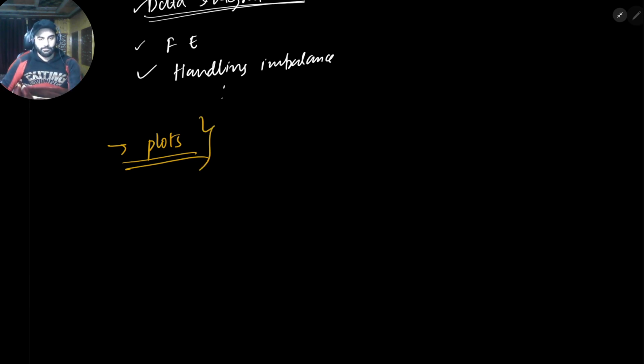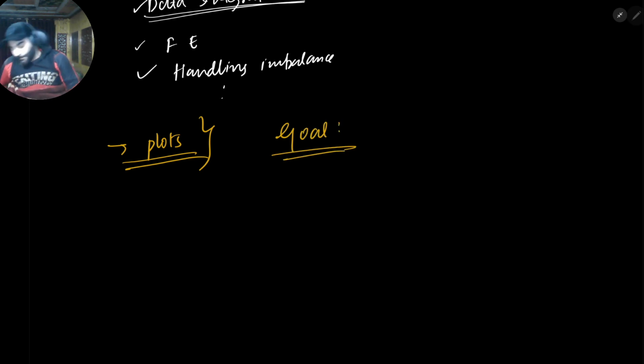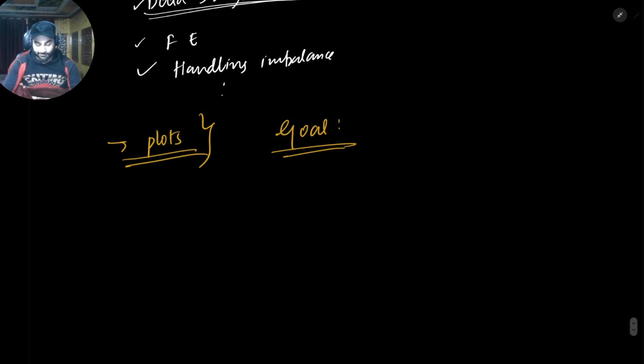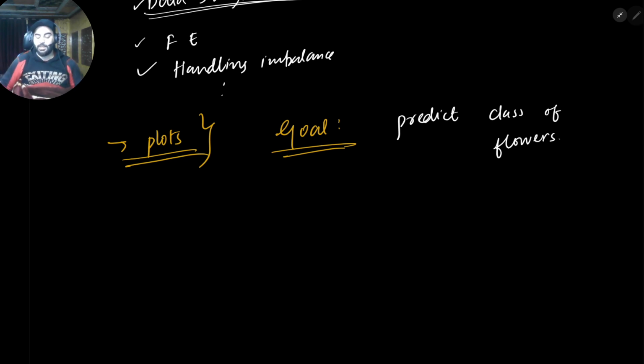Okay, so how many of you can tell me the goal? What is the problem that we are solving? What is the goal? Maybe I'll call out a name. Jahangir, can you tell me what is the goal of the problem that we are dealing with here? Basically, we want to predict the class of flowers. So this is our goal. So now we have data, we cleaned it. So this is our goal.